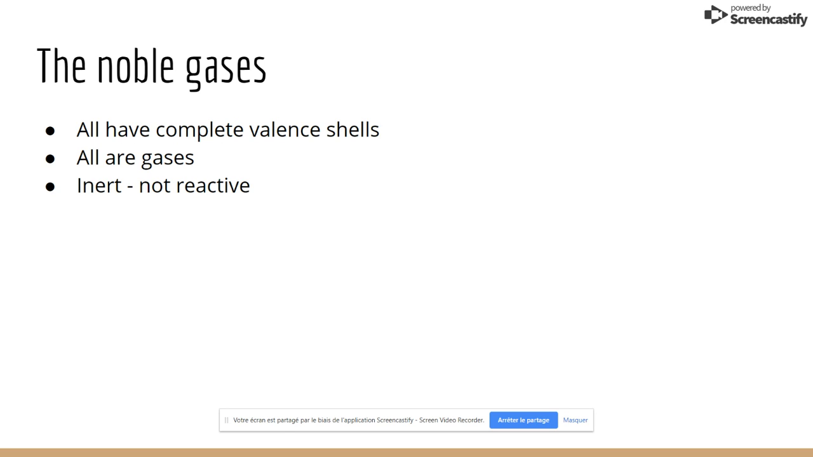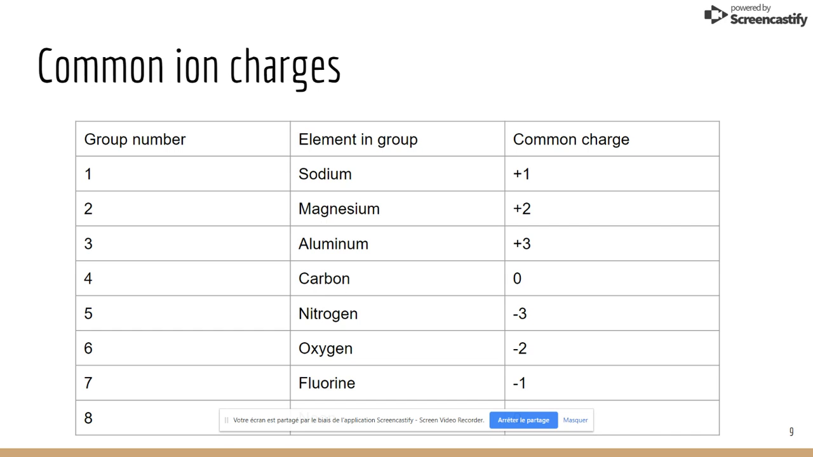Pause here. Then we have the noble gases. These all have complete valence shells, so I've got no unpaired electrons. All of these are gases, and all of these are inert. All that means is that they're not reactive. That's not to say that they can't react, it's just that they're not likely to react. Well, actually, some of them can react, some of them can't. We'll talk more about that later in the year.